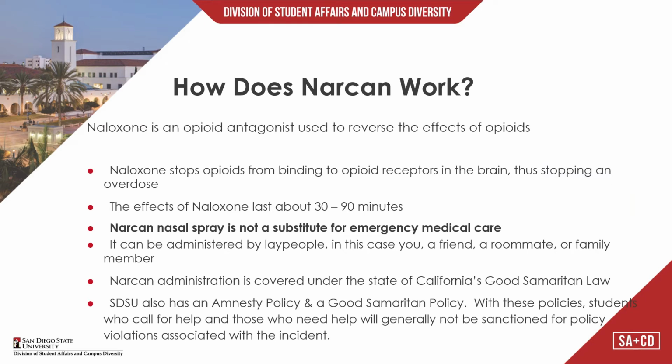How exactly does Narcan work? Remember, Narcan is a specific type of naloxone. Naloxone is an opioid antagonist used to reverse the effects of opioids. Naloxone stops opioids from binding to opioid receptors in the brain, thus stopping an overdose. The effects of naloxone last about 30 to 90 minutes.